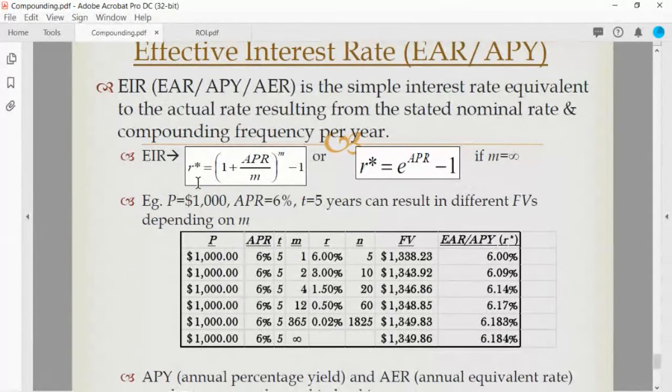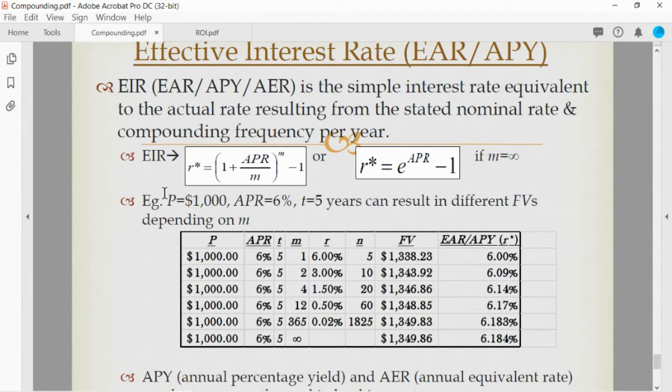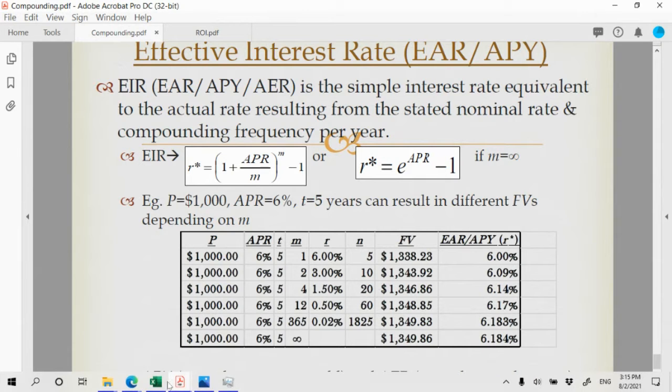Now, if you take a look at this effective interest rate, this isn't that strange. This is not that unfamiliar. This is something you already know, right? If you look at only APR over M, that is basically how you find a periodic rate, isn't it right? That's how you find the periodic rate. You're making adjustment to APR for the compounding frequency, right?